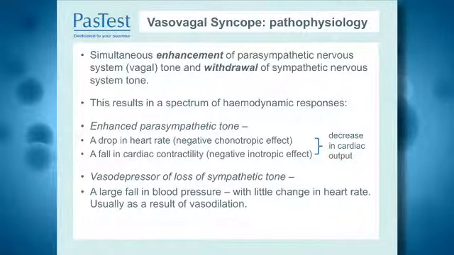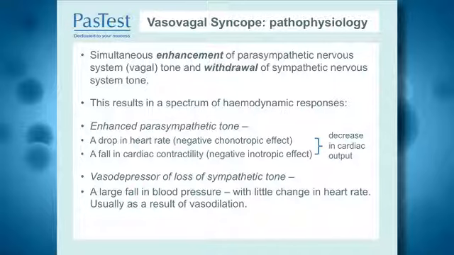So let's look at some of the pathophysiology underlying the last question we've just done. Vasovagal syncope is a simultaneous enhancement of parasympathetic nervous tone, or vagal tone, and the withdrawal of sympathetic nervous system tone. This results in a spectrum of hemodynamic responses. With enhanced parasympathetic tone, we can get a drop in heart rate, the so-called negative chronotropic effect, and a fall in cardiac contractility, a negative inotropic effect. The net result of these two, in isolation or together, is a decrease in cardiac output.